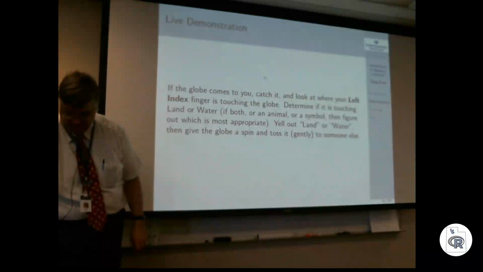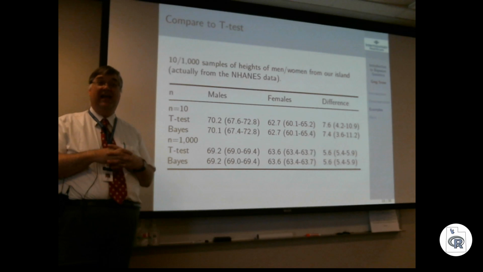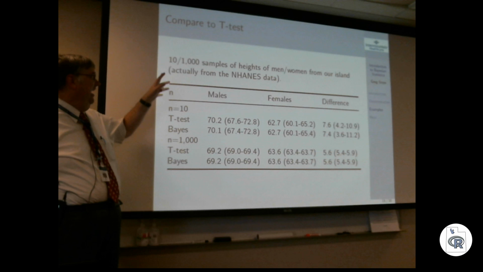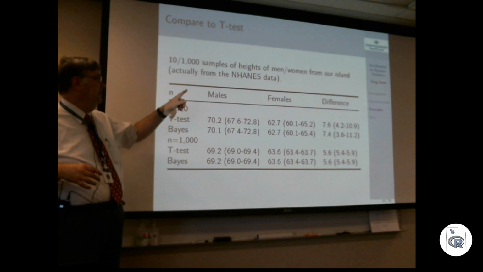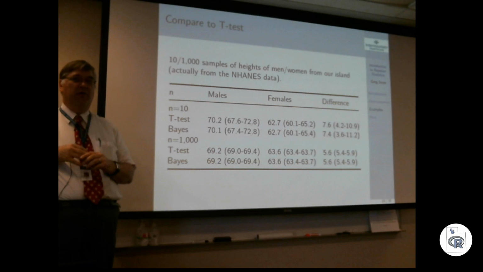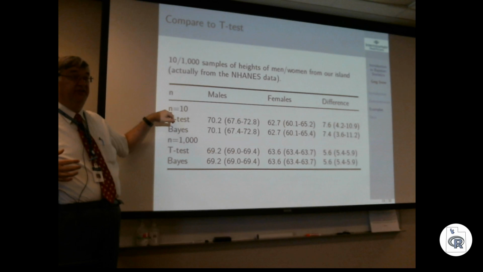Moving away from that, going back to the height data, if we're thinking about this island here, I actually took a sample of 10 and a sample of 1,000, each of men and women, just from the NHANES data set to represent what we find on this island. And I compared it to what we'd get from a traditional t-test here.